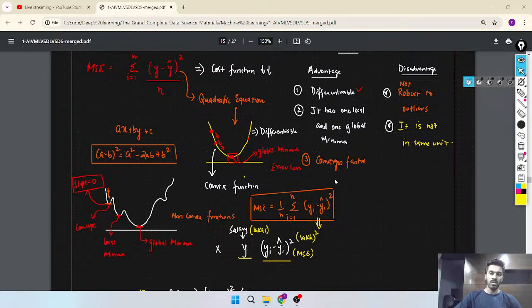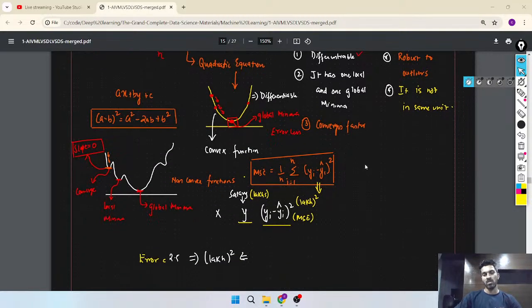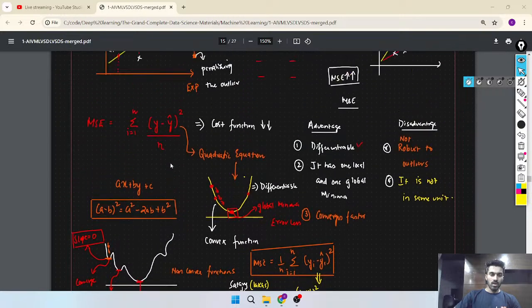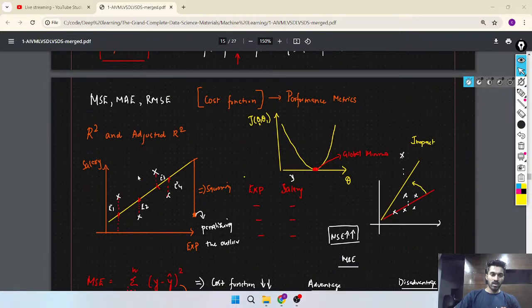To reduce this not-same-unit problem, we apply normalization and standardization to convert all of these values into the same number format. So that's it.